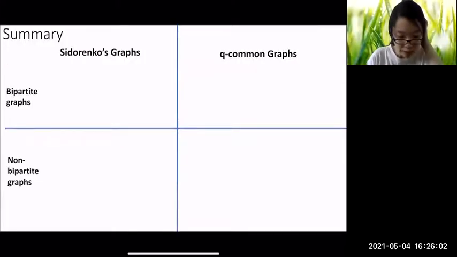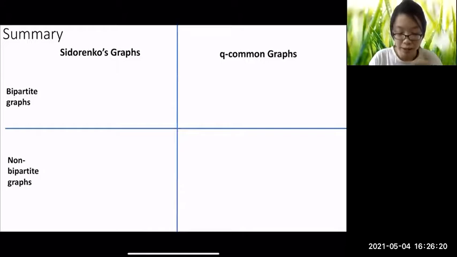Okay, so here's a summary. I know I talked about lots of different areas of research, Sidorenko's graphs and Q-common graphs, which are also the Ramsey multiplicity graphs. And here's a summary of how all those theorems and claims are connected to each other.